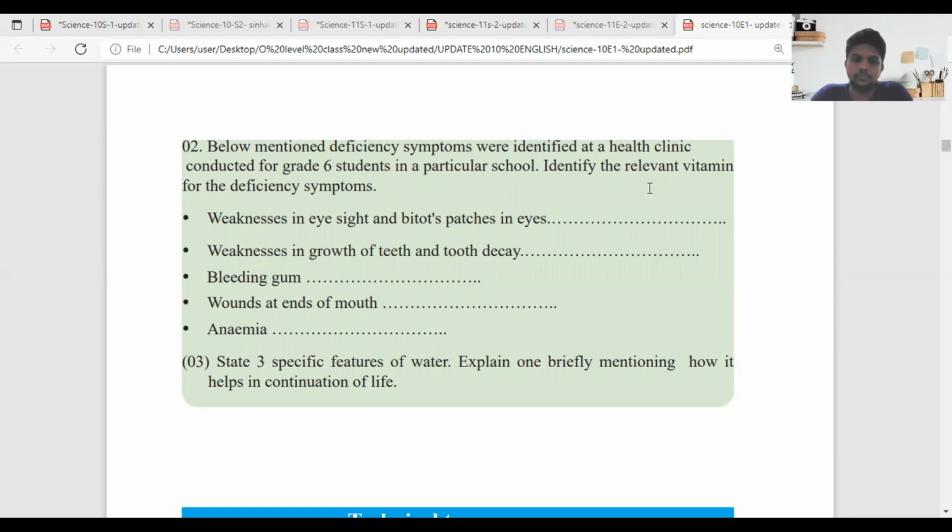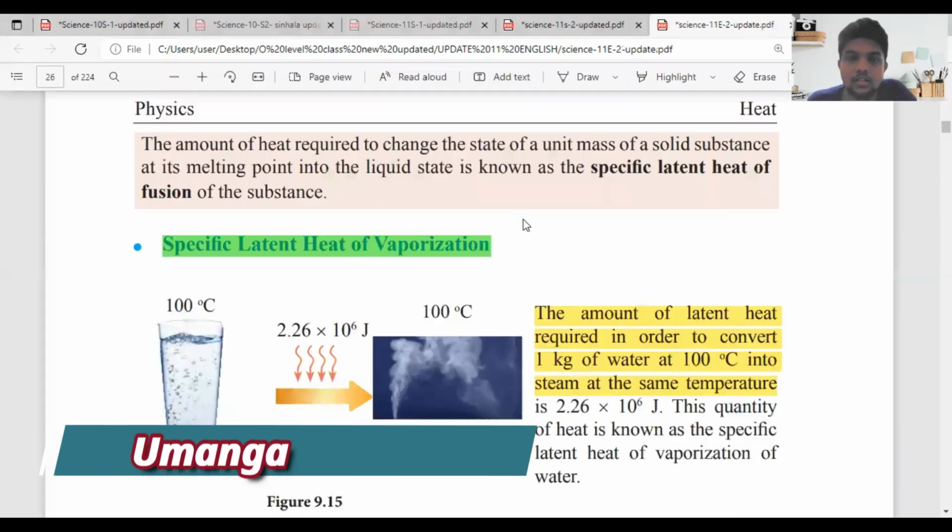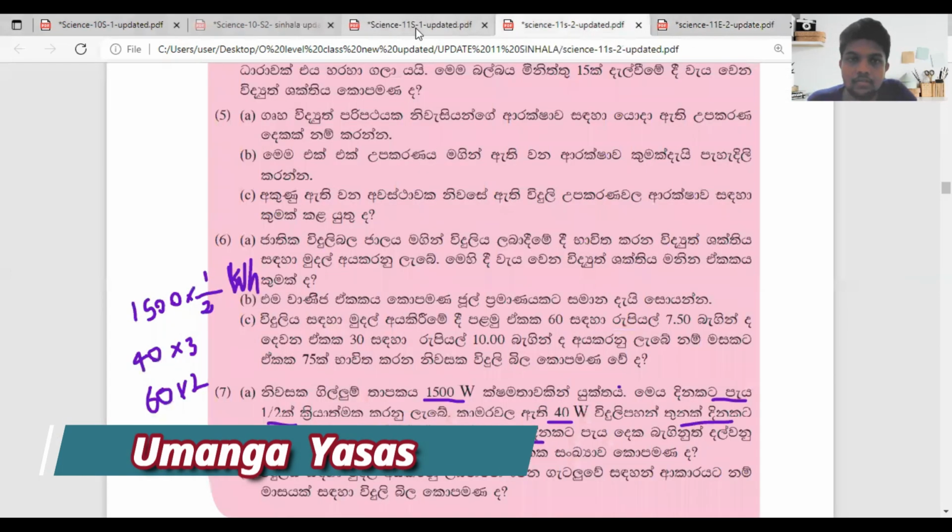Second one, weakness in growth of teeth and tooth decay, vitamin E. Vitamin E. Yeah. Basically, when we analyze, when we know the importance of it, Dharu, yeah, it is grade 11.